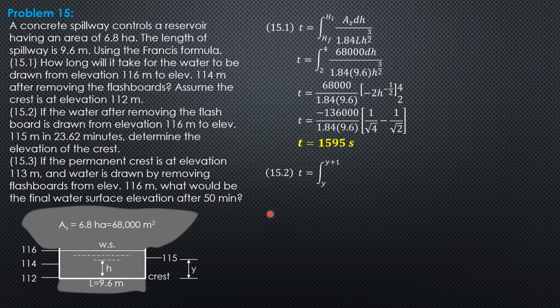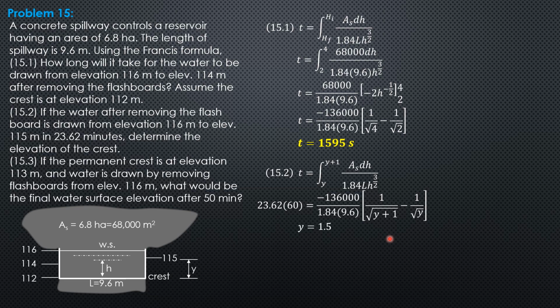So same formula except for the limits, but the time is 23.62 times 60 seconds equals negative 136,000 over 1.84 times 9.6, then times 1 over square root of the upper limit minus 1 over square root of the lower limit. So solving for y using the calculator, y is 1.5 meters. Then therefore the elevation of the crest is 115 minus y. So the elevation of the crest is 115 minus 1.5 and it is at 113.5 meters.